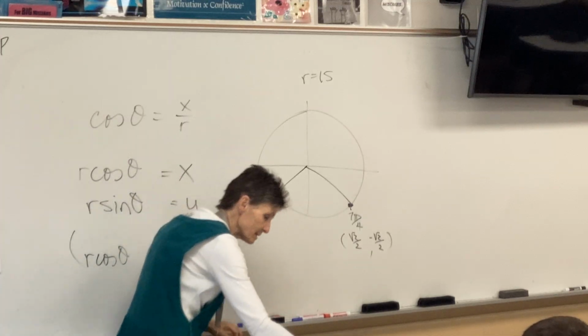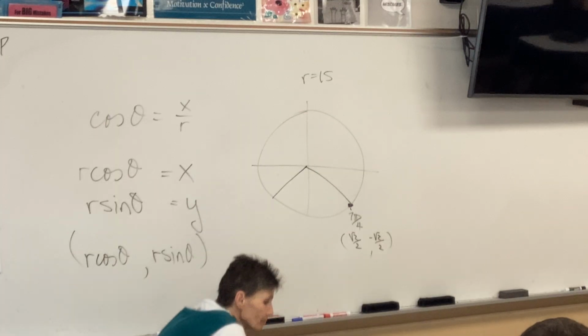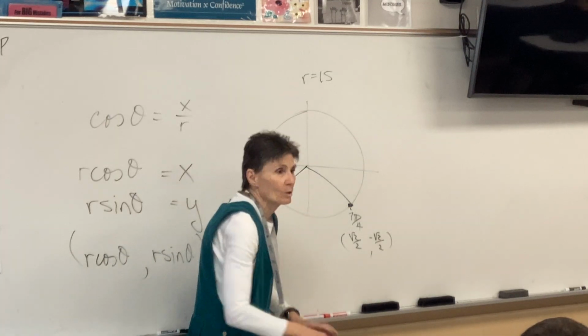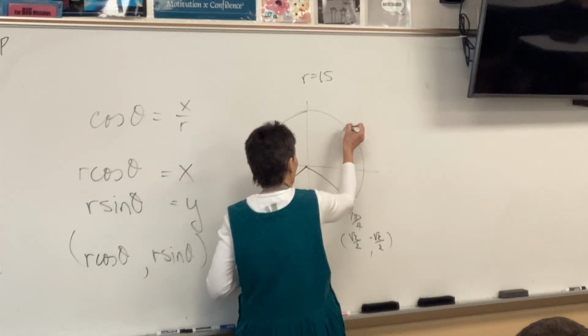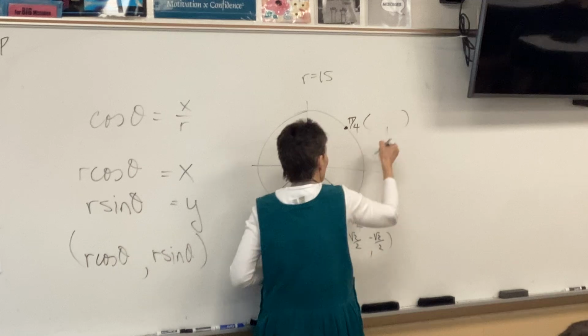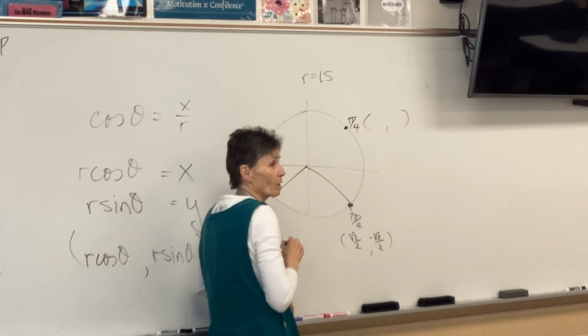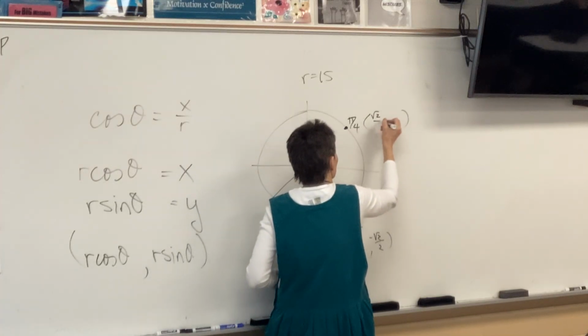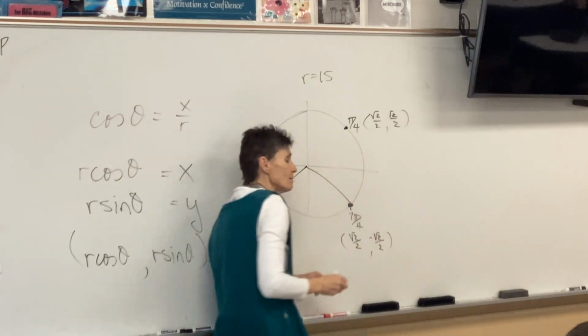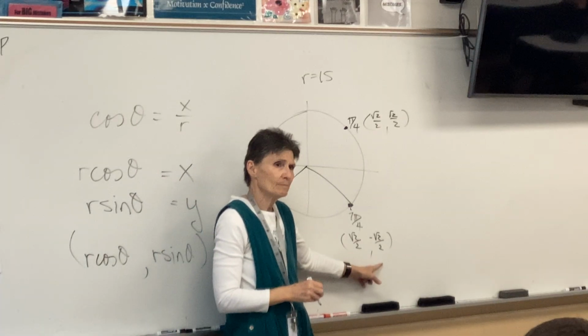Now the problem is, he didn't give me 7 pi over 4 as an option. But there's a lot of pi over 4s in my options. So let's go up and look at pi over 4. What can you tell me about the ordered pair on my unit circle for pi over 4? Root 2 over 2, root 2 over 2. So would you agree that it's exactly the same except the y is negative?